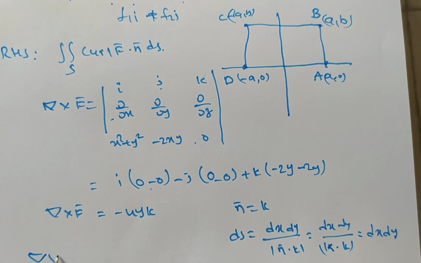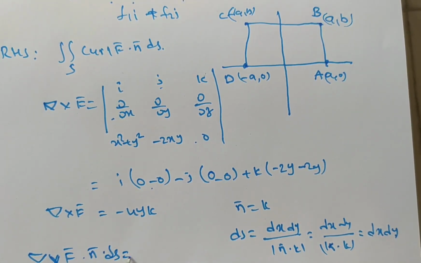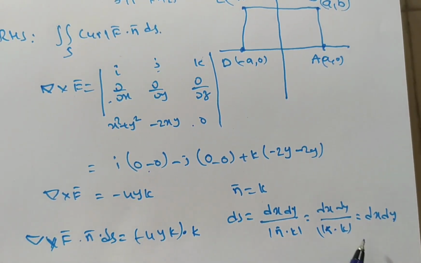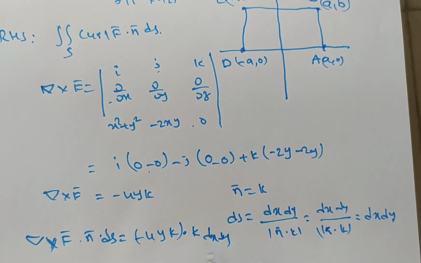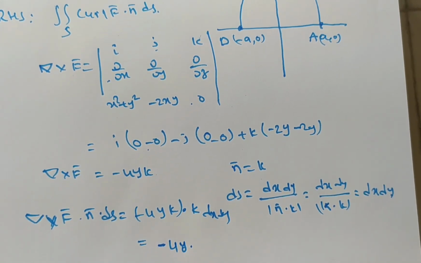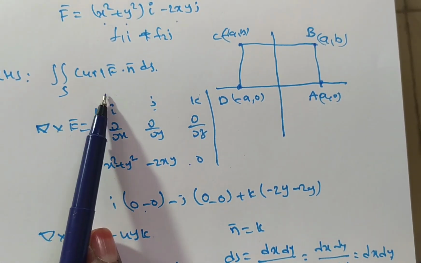Now, del cross f bar dot n bar ds is equal to minus 4y k dot product with k into dx dy. So finally you will have minus 4y. Minus 4y is which value? Curl f bar dot n bar ds value. Now we have to evaluate the surface integral here.